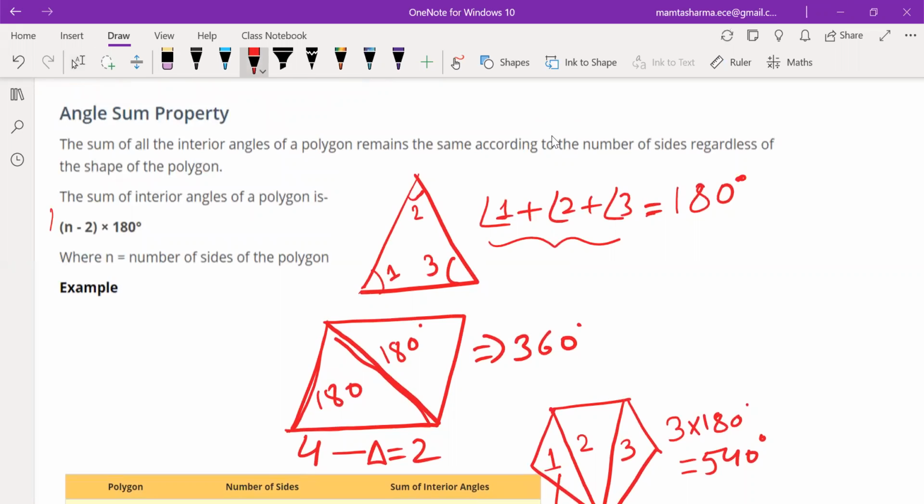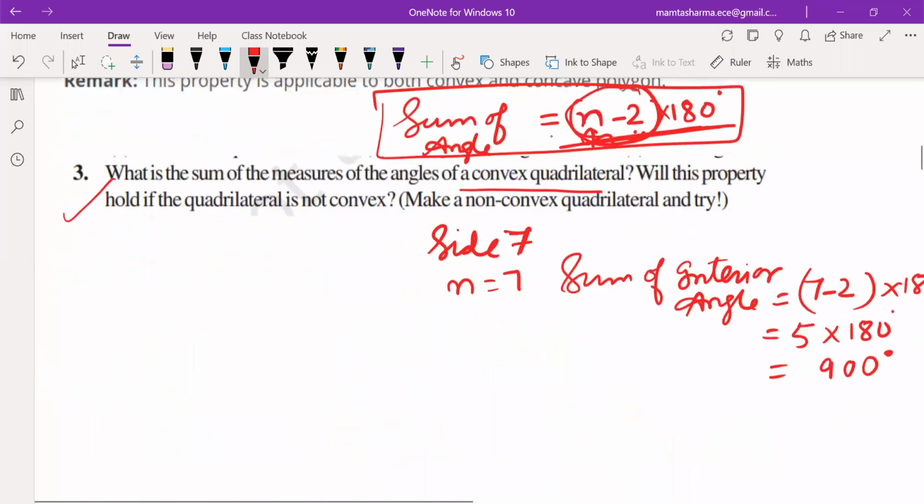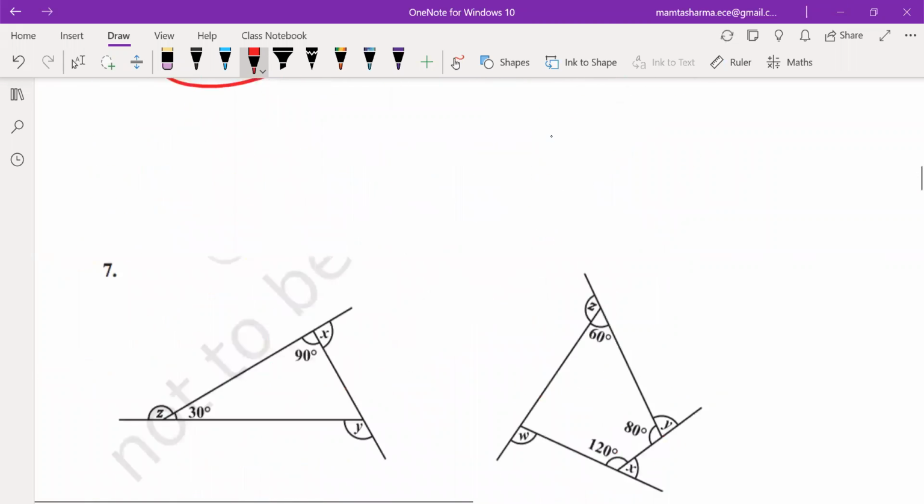Angle sum property: there is a formula, (n minus 2) into 180, where n is the number of sides. If I give you a six-sided polygon, what will be the sum of interior angles? That would be (6 minus 2) into 180. Put n as 6. 4 into 180, 360. No, 540. 4 into 180 is 720 degrees. Okay, so use this formula. And we discussed a few questions after that.